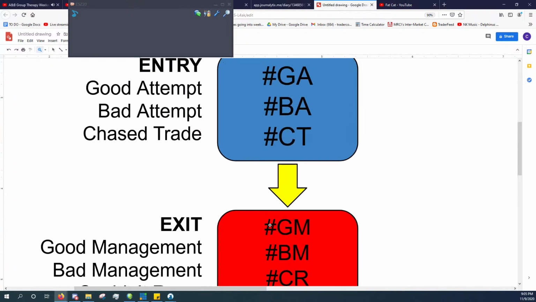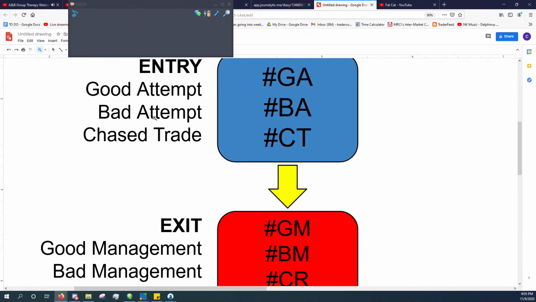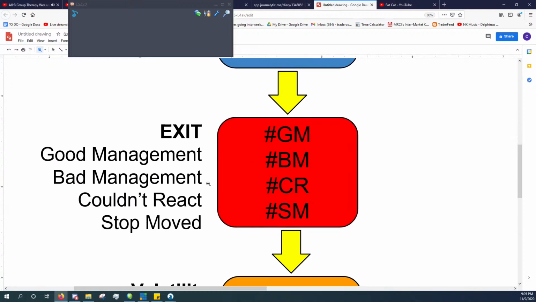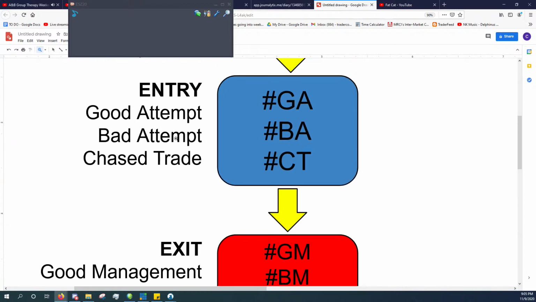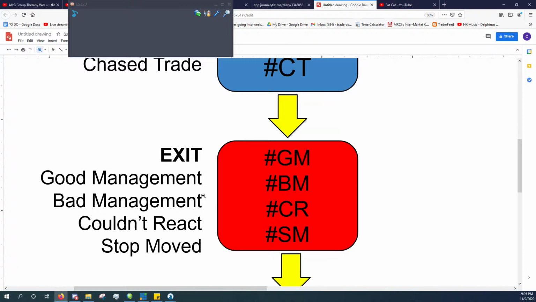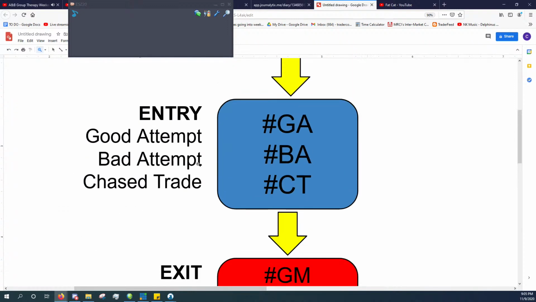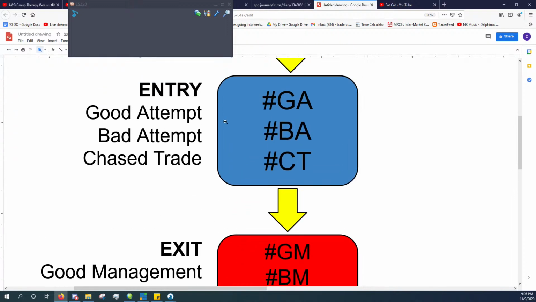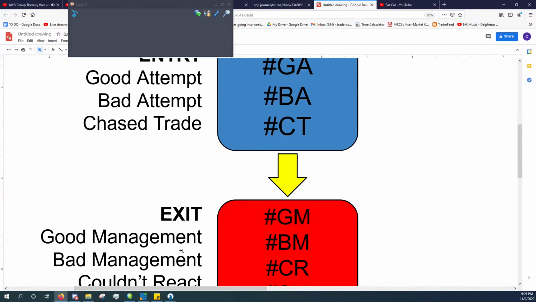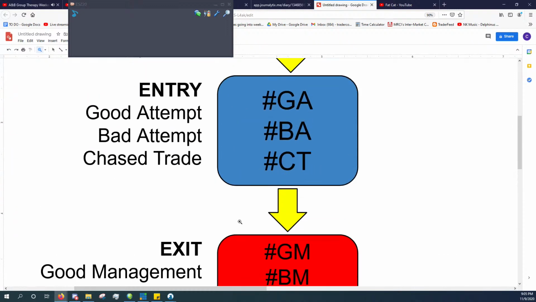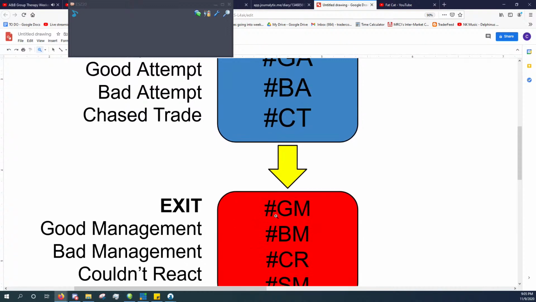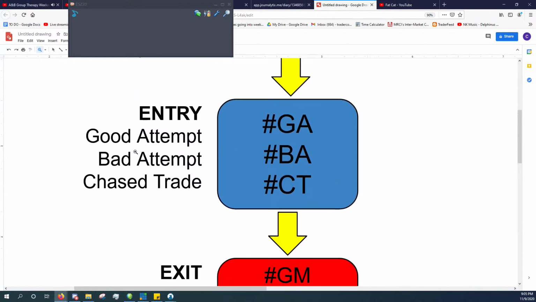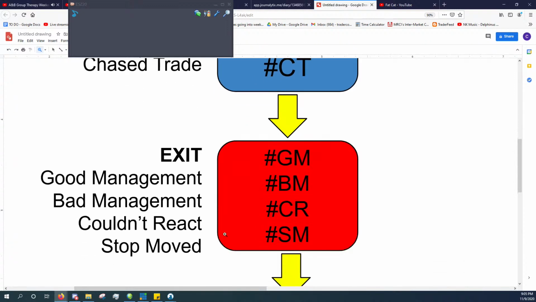Okay, so I want to put the combination together. Were my bad attempts leading to bad management? Like, was most of my bad management due to mostly bad attempts? That's important. Or was most of my bad management happening with good attempts? Or were most of my bad managements due to chasing a trade? Were most of my good managements with bad attempts or good attempts? So I want to know. So you can see I could really dive in and figure these things out.